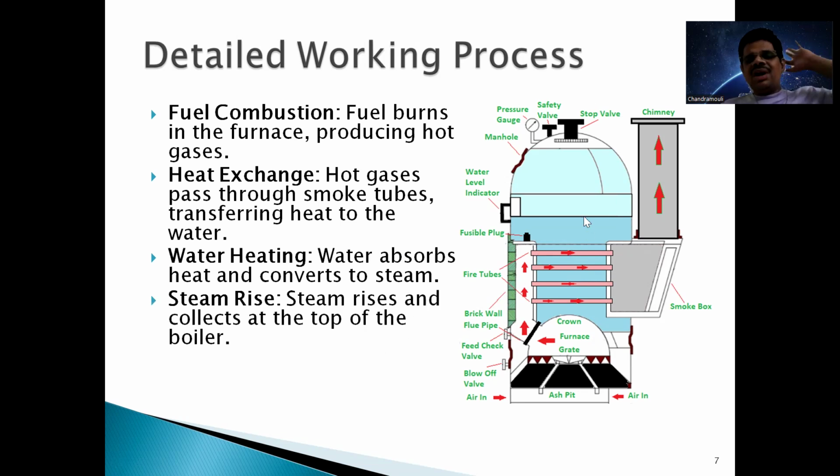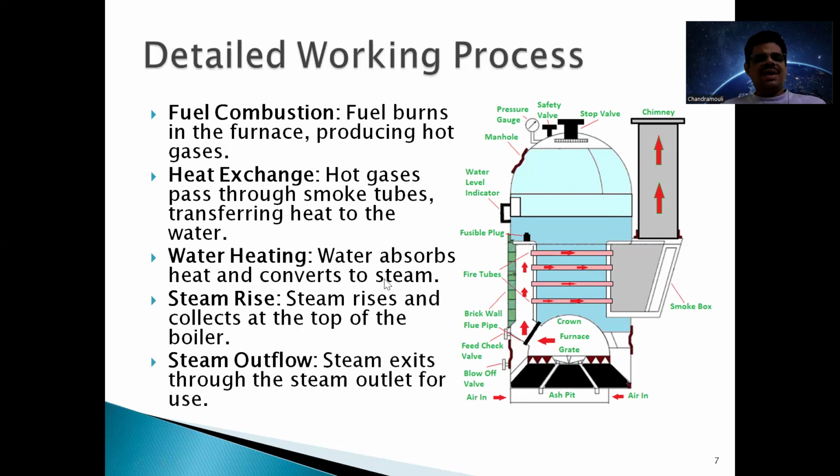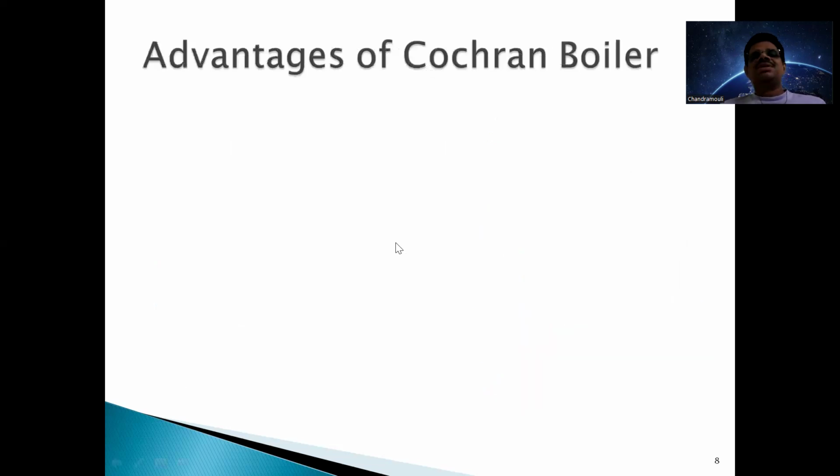And once the steam is formed, it is lighter in weight, hence it moves upwards and it is collected in this hemispherical space. Okay, and after that, the required steam is tapped or taken out through this stop valve. So this is about the Cochran boiler.